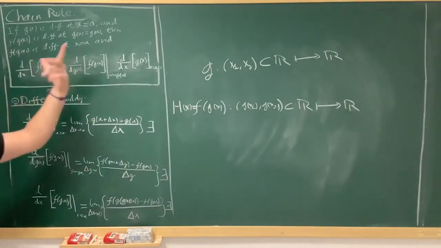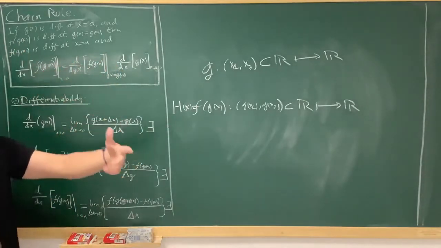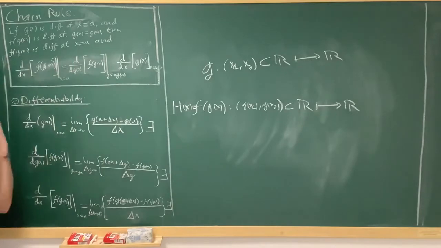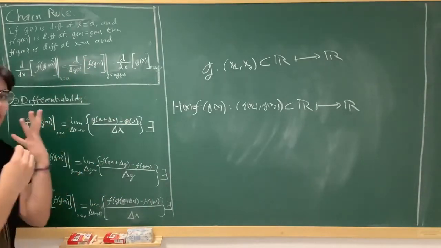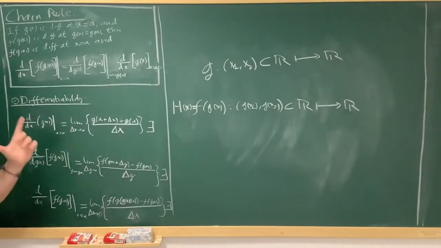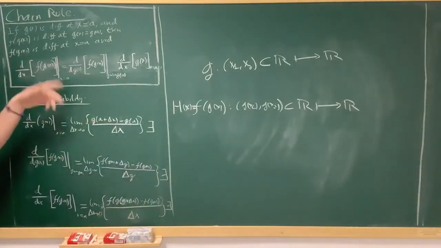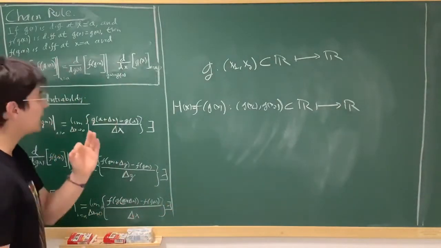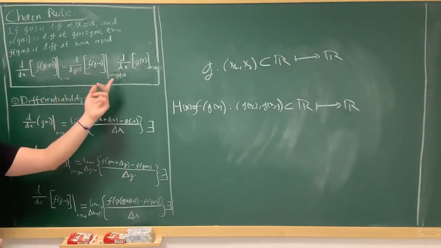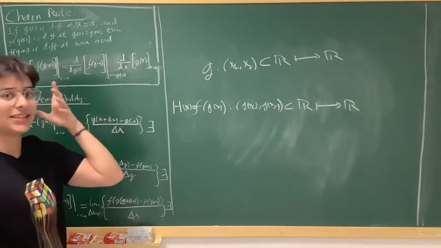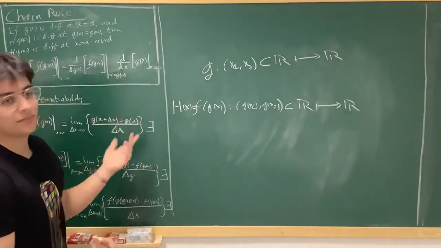If g of x is differentiable at x equals a, and f of x is differentiable at g of x equals g of a, then f of g of x is differentiable at x equals a, and this is the expression for the derivative. What does this really mean? This means that if we take the derivative with respect to x of a composite function, f of g of x, at a point x equals a, we have to multiply the derivative with respect to the inside function, as we saw earlier, evaluated at g of x equals g of a, times the derivative with respect to x evaluated at x equals a.